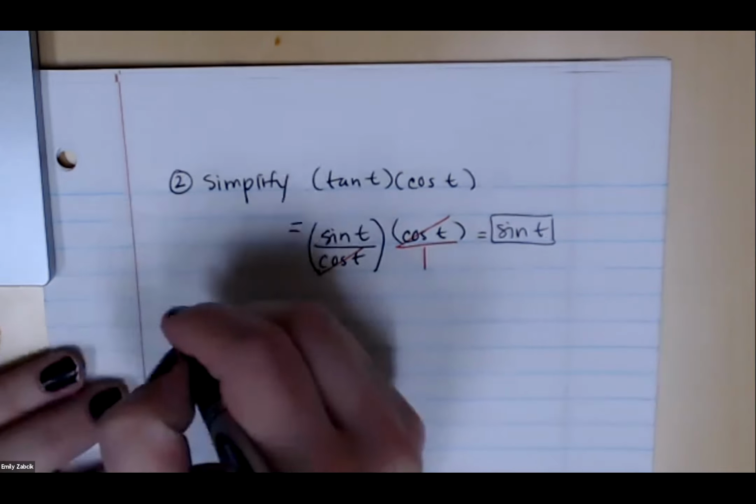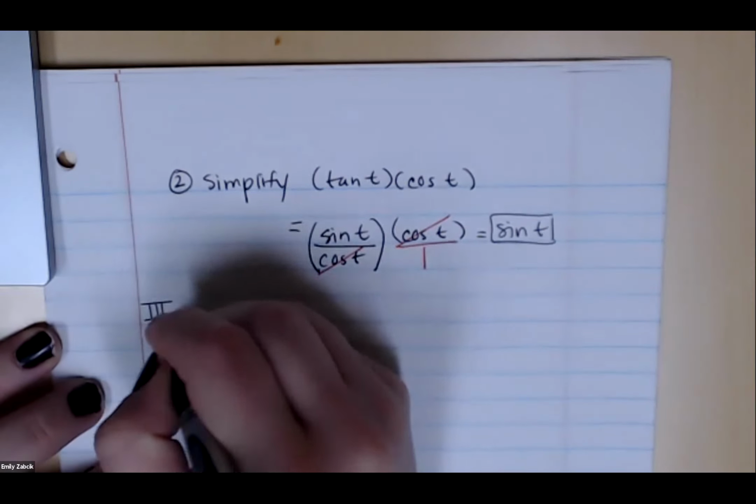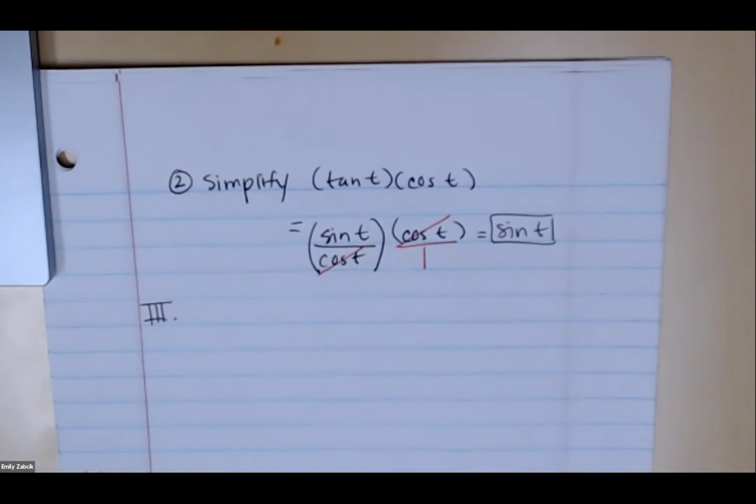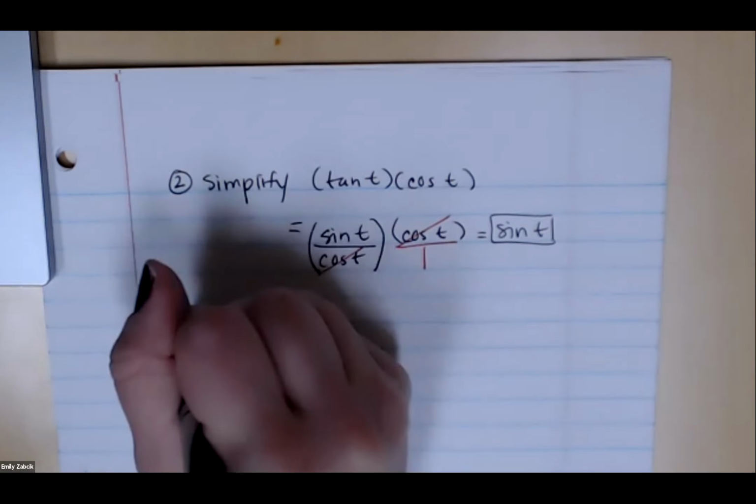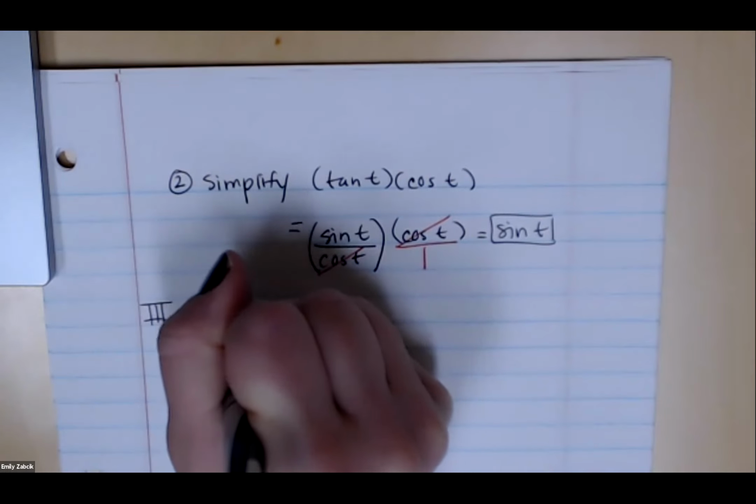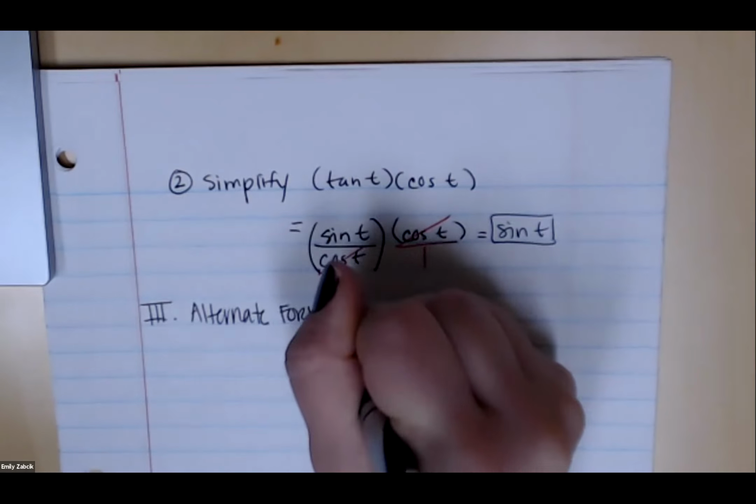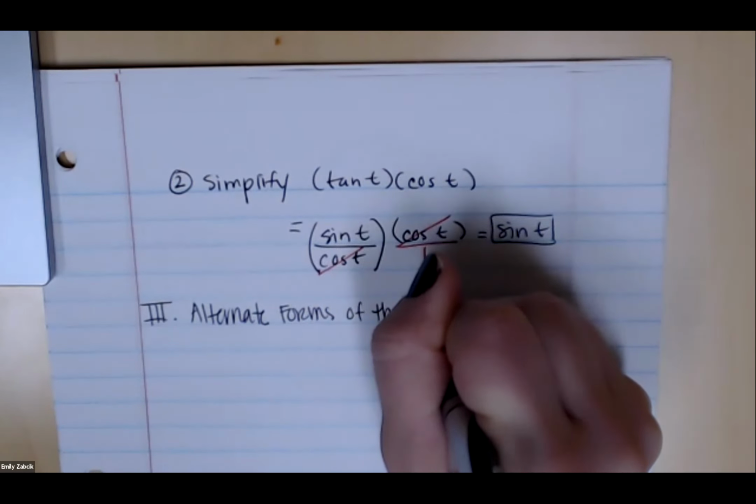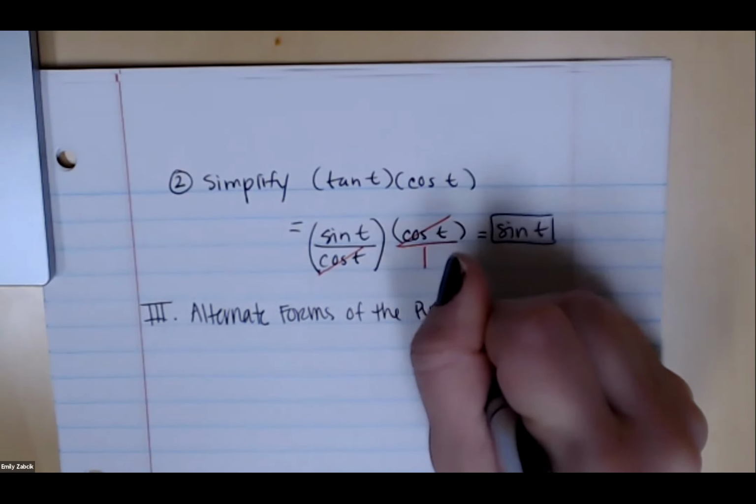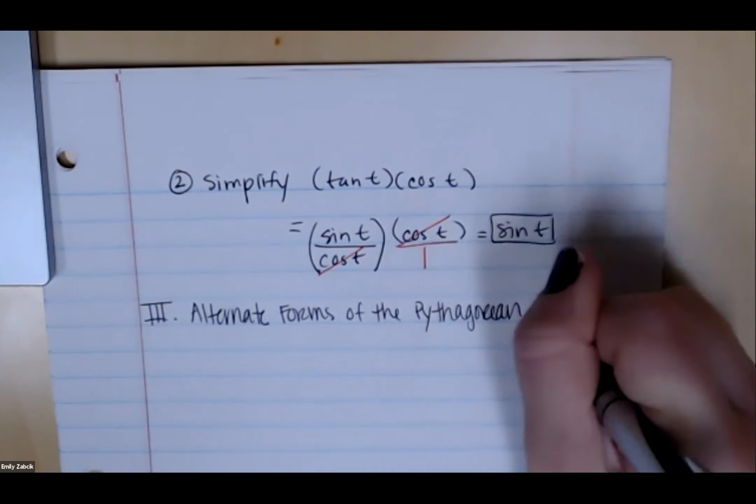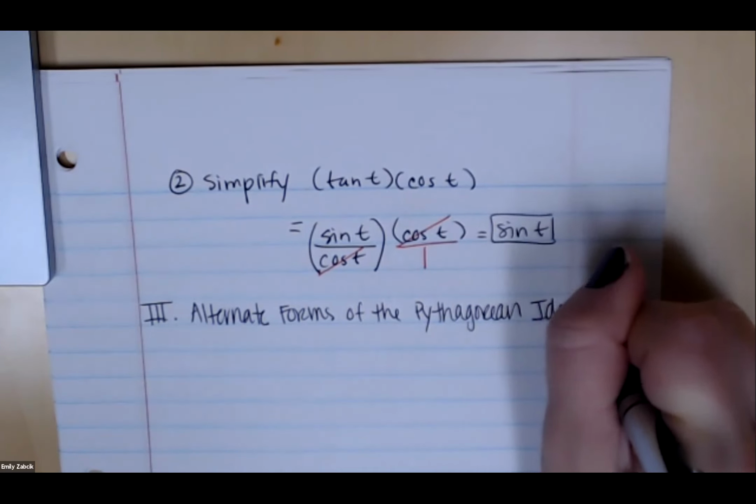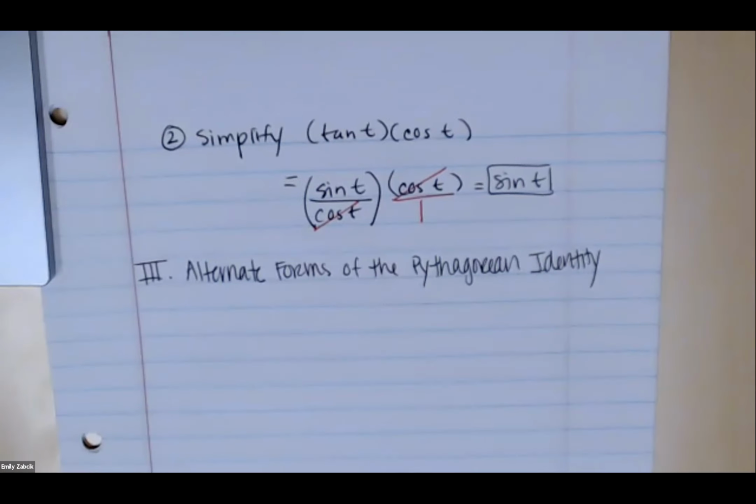Okay. That all being said, part 3 here. We've already looked at the Pythagorean identity. When we were trying to figure out all the different parts of our unit circle, we looked at some of those. But I want to emphasize some of those that are related to that. So part 3, I'm going to say alternate forms of the Pythagorean identity. Alternate forms of the Pythagorean identity.